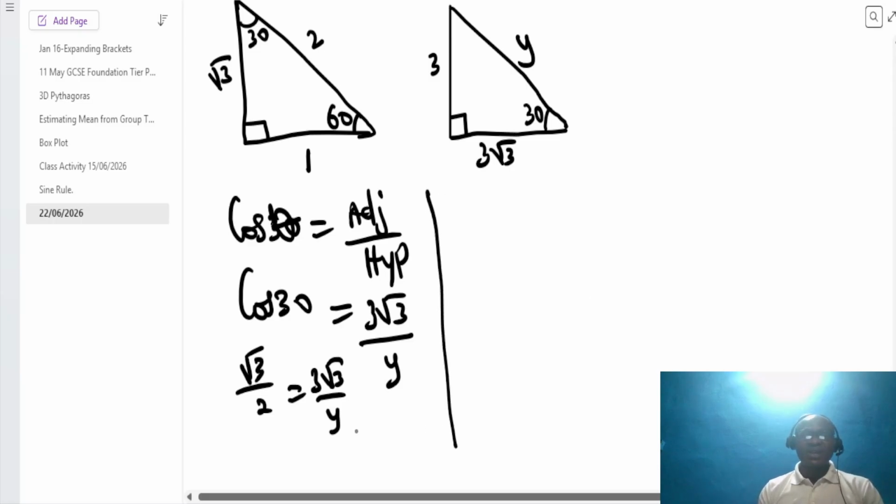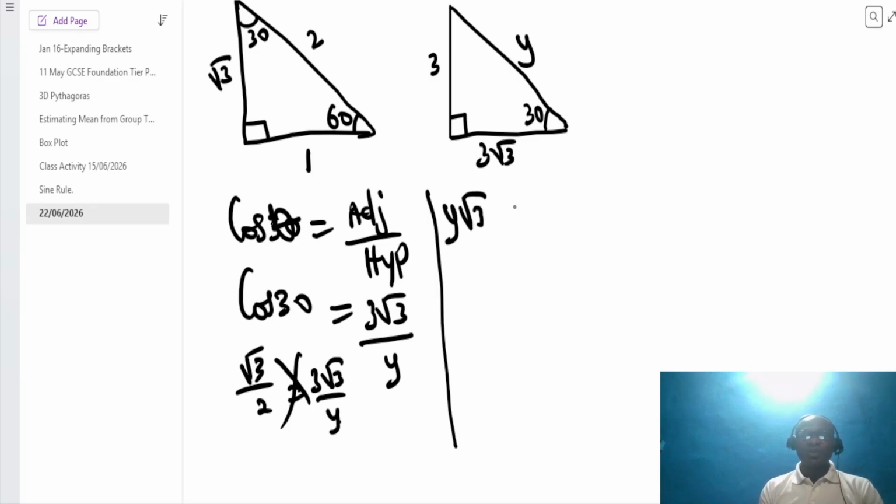How will I solve it? I will do cross multiplication. Y times root 3 will give me y root 3. Is it true? 2 times 3 root 3 will give me 2 times 3 root 3. That is cross multiplication. That means y root 3 is equal to 6 root 3. That is 2 times 3.